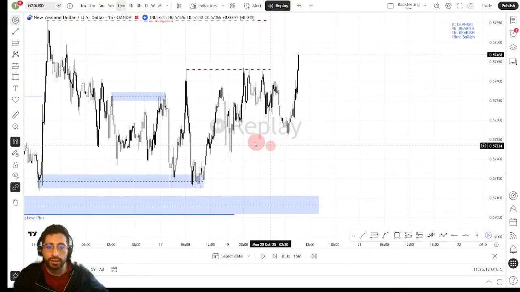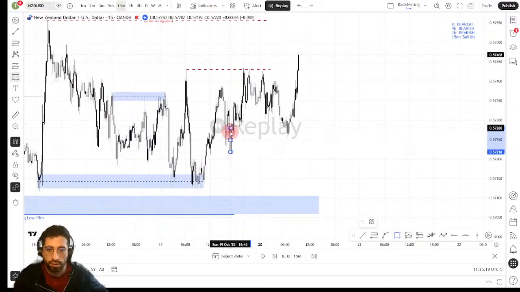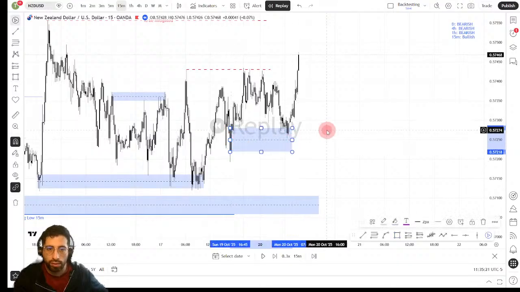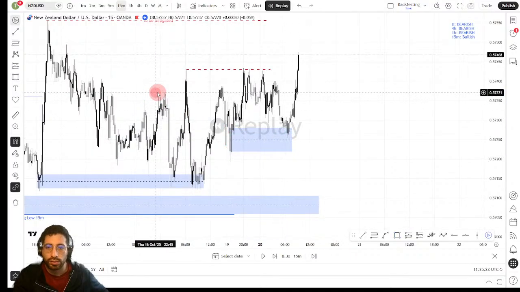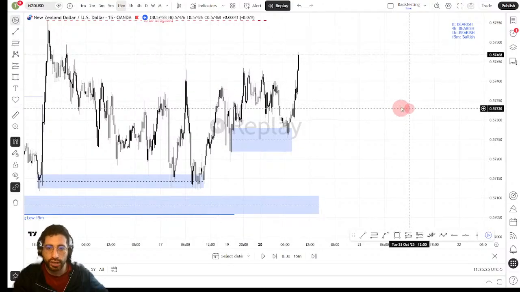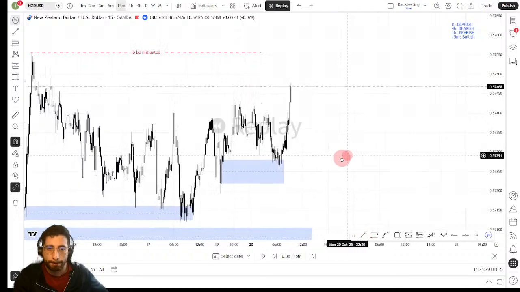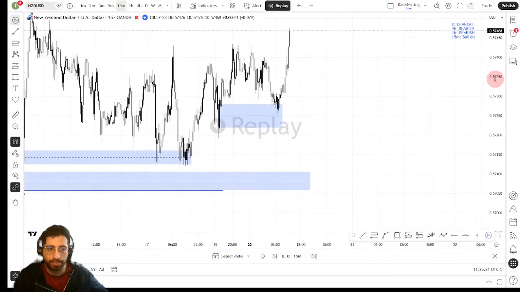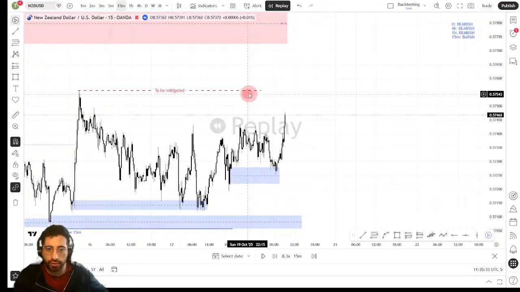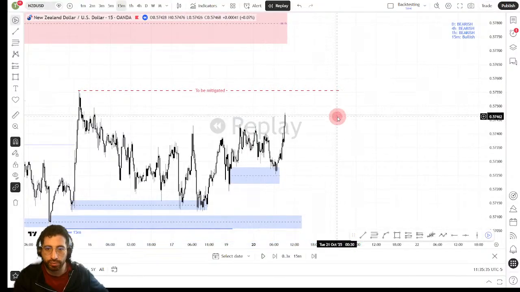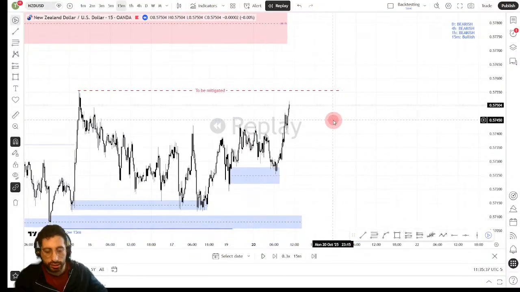Well, it didn't do that. Do you see? It reacted in this order block, the 15 minutes order block. Great. So in today's exercise, we're not actually analyzing entry points. Now we're just analyzing the market direction. So let's see if the point to be mitigated actually is mitigated, which I think it will do.